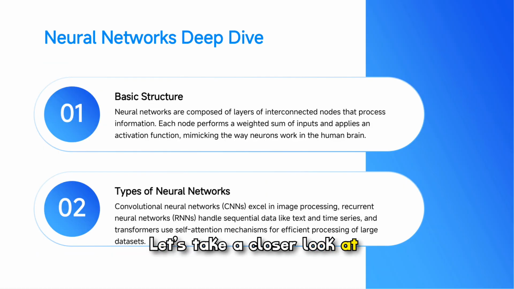Let's take a closer look at neural networks, which mimic brain-inspired layers of processing. At a basic level, they combine weighted inputs and activation functions to learn representations, while specialized types such as convolutional networks handle images, recurrent models address sequences, and transformers use attention to scale efficiently across large datasets.